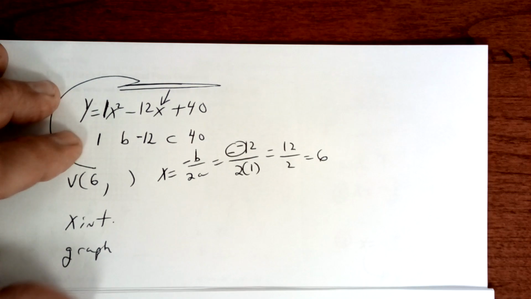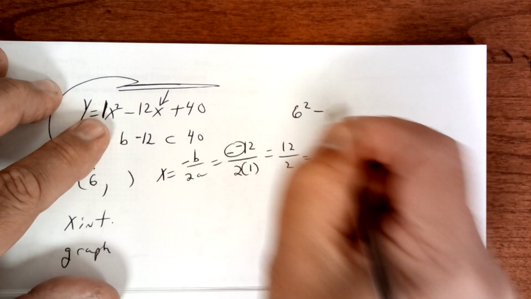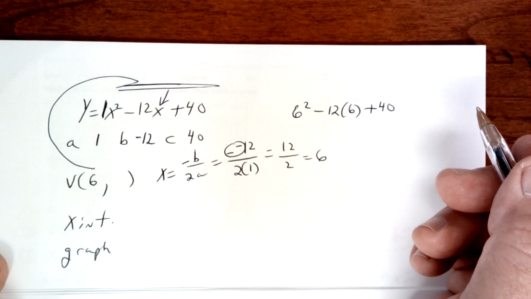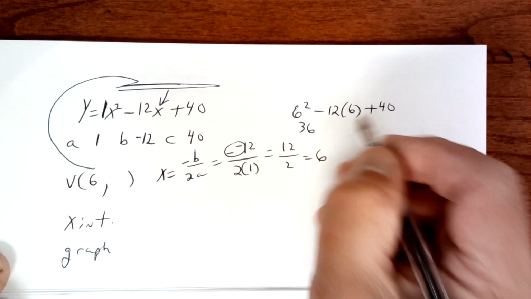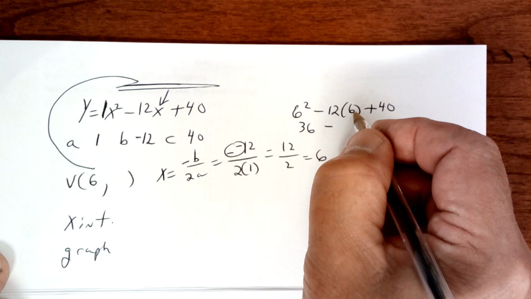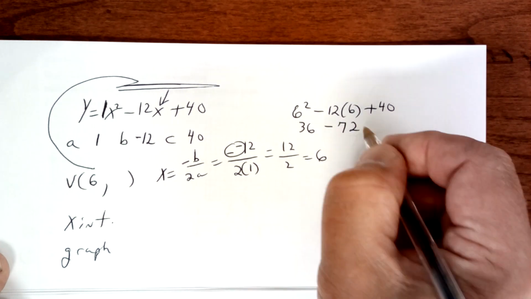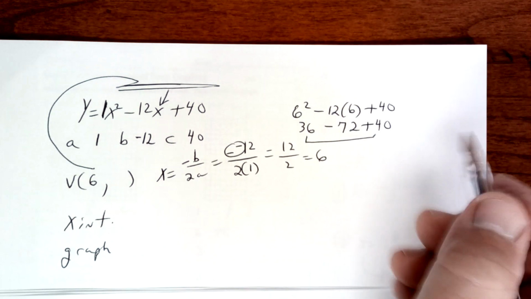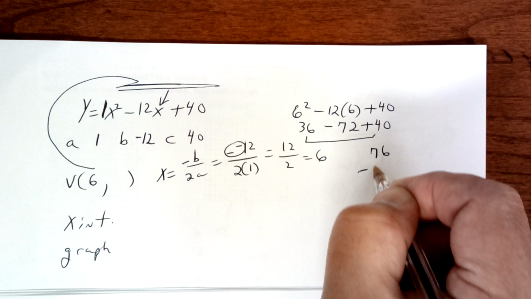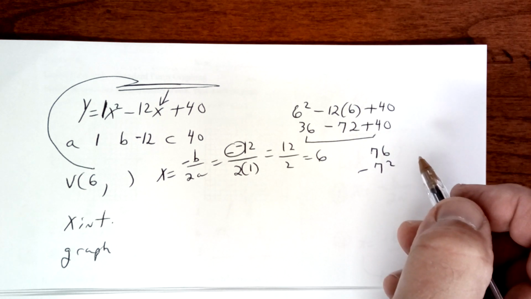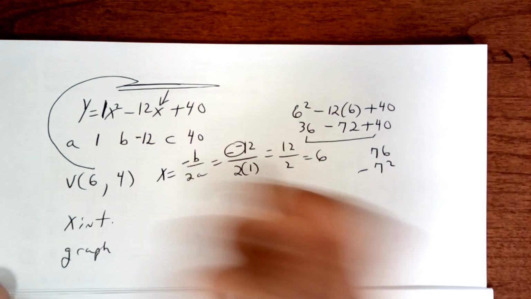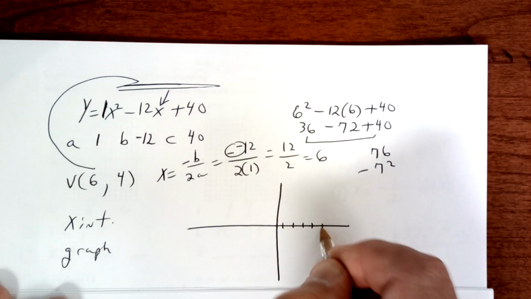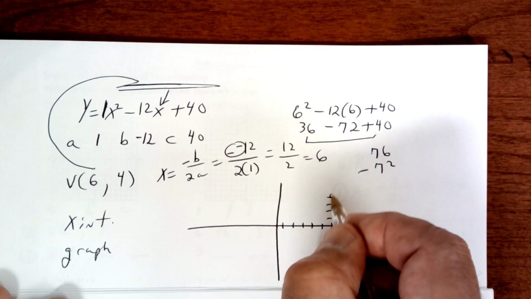So we're going to say 6 squared minus 12 times 6 plus 40. Now you're going to need your calculator, so get them out. This is 36 minus, I think that's 72. You can check it on your calculator, plus 40. You add this up, you get 76, I believe, minus 72. It looks like you have a 4 there. So the vertex on your graph is over 6, up 4, and that's your vertex.